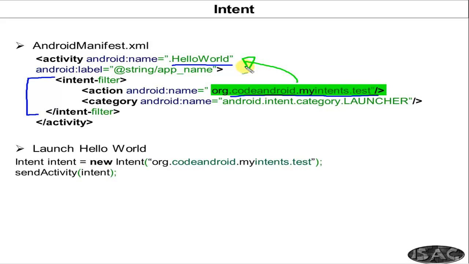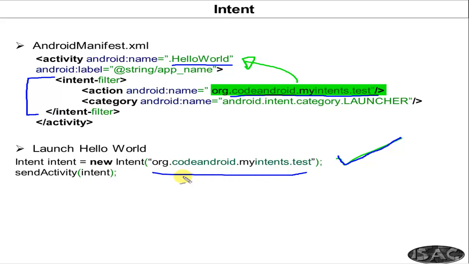Now, if I do like this, think about what will happen. The moment I do this, it will launch this activity. Why will it launch this activity? See, here I am not putting any name of the activity. Did I say here hello world? No. I am just giving the name of the action.